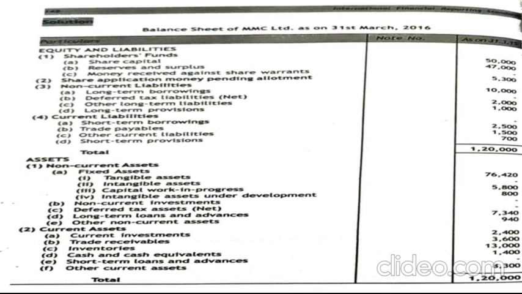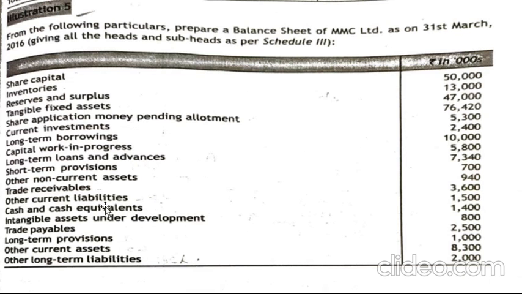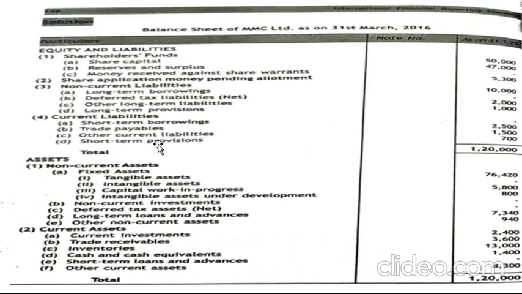So we will be recording it in the solution part: 2,000 other long-term liabilities. And according to the format, we have long-term provisions. In the question we have long-term provisions, which is 1,000. So it is recorded in the format: long-term provisions, 1,000.